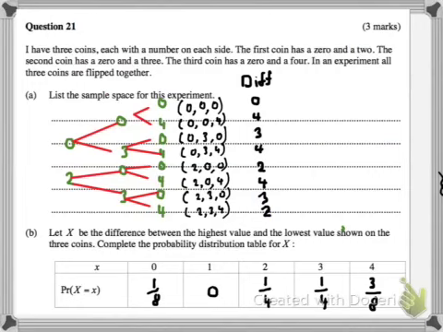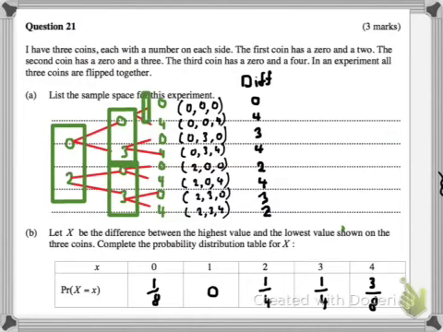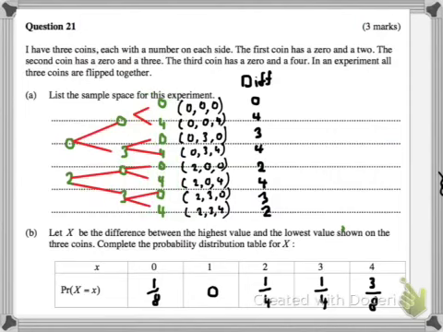Next question, I have 3 coins, each with a number on each side. The first coin has a 0 and a 2, the second coin has a 0 and a 3, the third coin has a 0 and a 4. And in an experiment, all 3 are flipped together. So the sample space for the experiment, you can see here the first coin can either be 0 and 2, the second coin can either be 0 and 3, and the third coin can be either 0 or 4. So we end up with this tree diagram type situation here, with 8 different outcomes. Just have a quick look at that, pause the video if you need to, and have a look at the outcomes.